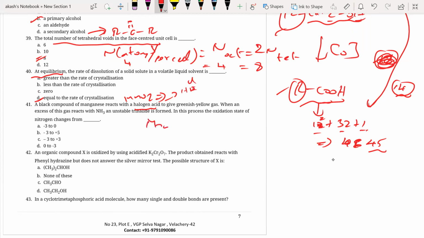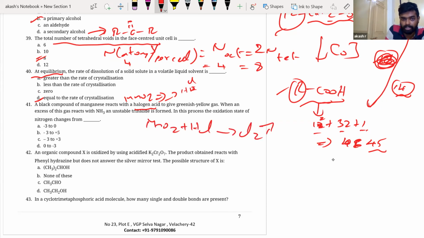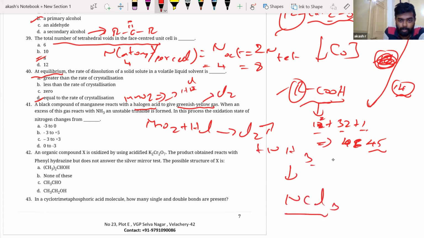So basically, MnO2 plus HCl is going to give me Cl2 gas. Now this Cl2 gas is my greenish yellow gas. When excess of ammonia is added to this, a trihalide, we can understand, would have been NCl3, all the H replaced by Cl. In this process, the oxidation state of nitrogen changes from -3 here to +3 here. Because hydrogen is less electronegative and chlorine is more electronegative, it will have a plus. So -3 to +3, C is the correct answer to this question.